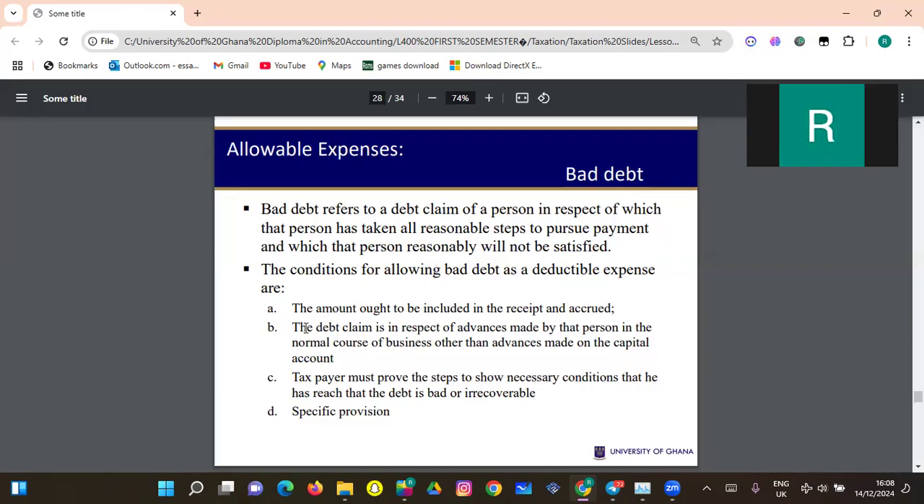The debt claim is in respect of advances made by the person in the normal course of business, other than advances made on the capital account. So whatever the debt is, it should be in connection with that particular revenue. If you are selling phones, and the debt is rather associated with a personal car you sold to someone, it will not be allowable for deduction. It should be solely for the selling of the phones that someone came to buy and is not able to pay, right?